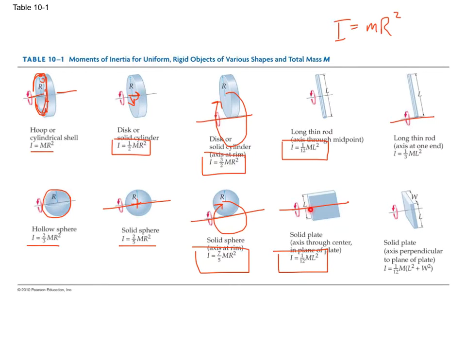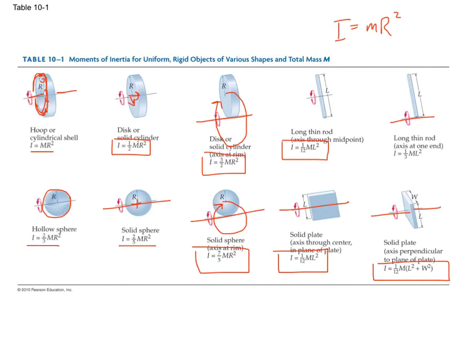But if you have the axis going through a plate, through the plane of the plate, perpendicular to it instead of along with it, you have to deal with the width and the length. And we can't assume that these are going to be all squares. So the width and the length might be different. And so our moment of inertia is going to be 1/12 m times L squared plus W squared, length squared plus width squared.